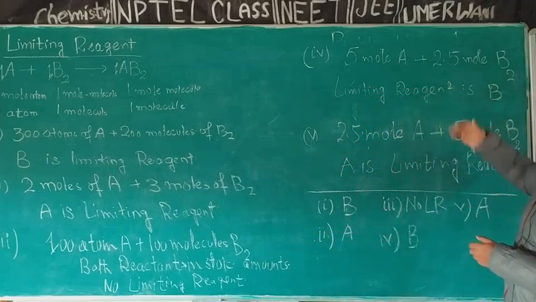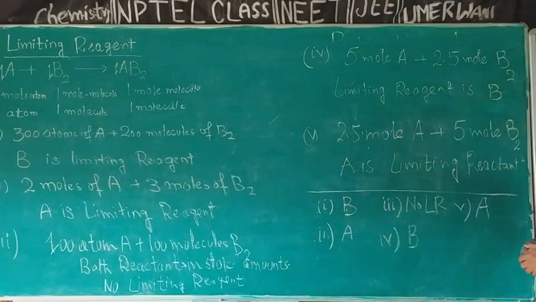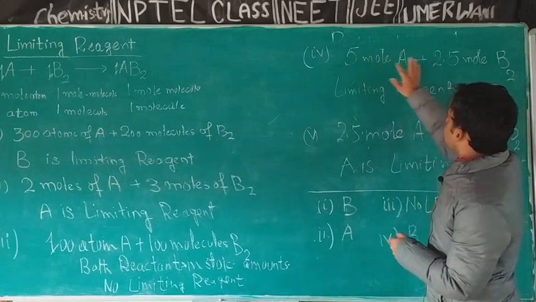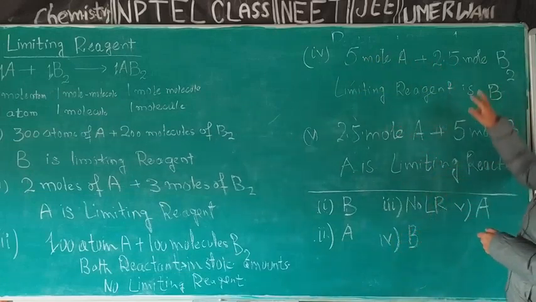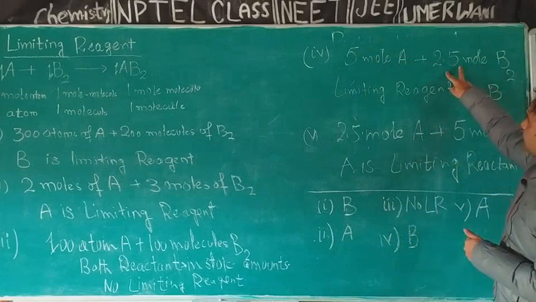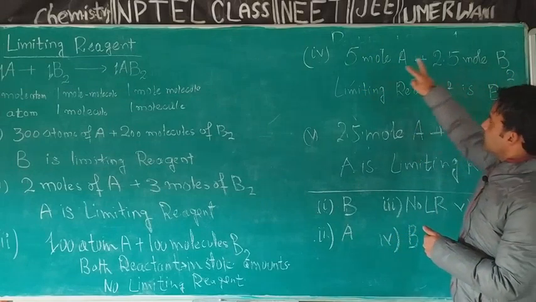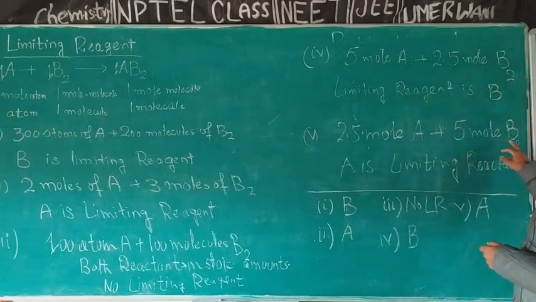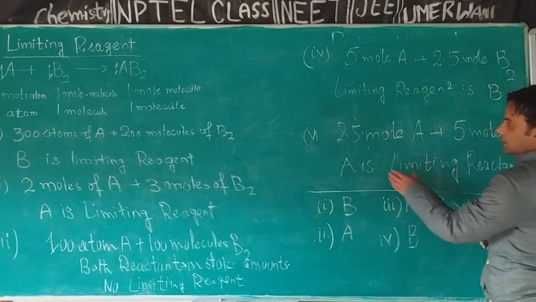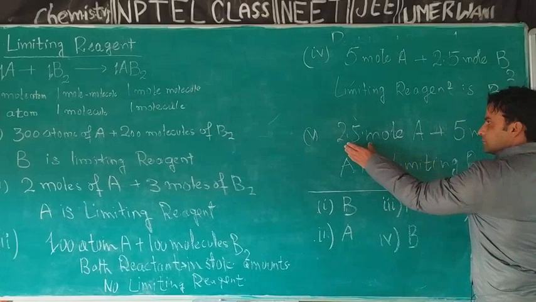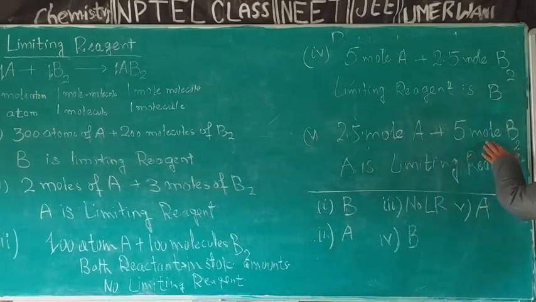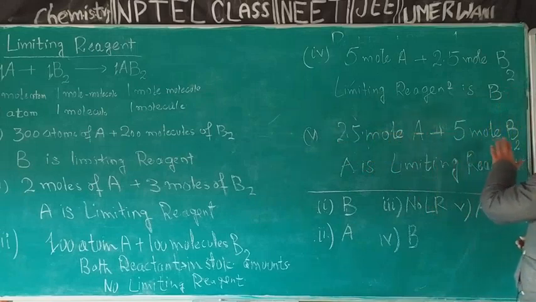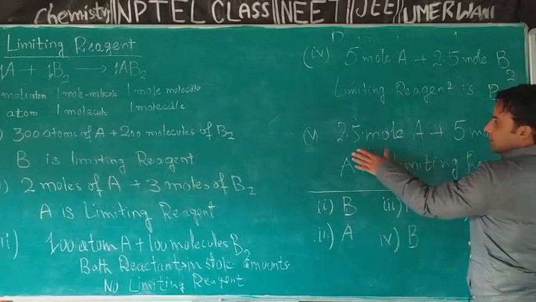In part 4 we start with 5 moles of A and 2.5 moles of B2. It was demanded that for 5 moles of A we should have 5 moles of B2, but the number of moles of B2 is only 2.5, less than 5. Therefore, B2 is the limiting reagent and A is the excess reactant. In the last part we start with 2.5 moles of A and 5 moles of B2. It was desired that for 2.5 moles of A we should have 2.5 moles of B2, but we start with 5 moles of B2, which is greater than the required amount 2.5. Therefore, B in this reaction is the excess reactant and A is the limiting reagent.